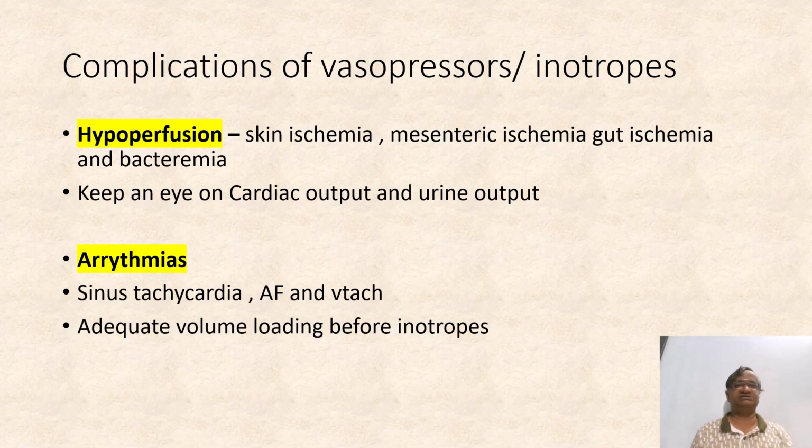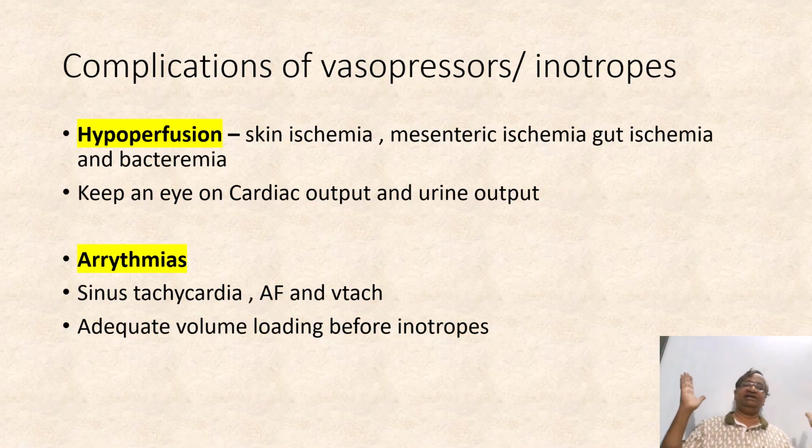Complications of vasopressors: hypoperfusion, skin ischemia, mesenteric ischemia, gut ischemia. If the gut ischemia is there, bacteria will translocate. Keep an eye on the cardiac output and urine output. Okay, your BP is fine, but output is decreased. I have already told MAP is equal to cardiac output into SVR. We are increasing the SVR, decreasing the output so that your pressure is maintained, but no urine output. That is the situation we don't want.